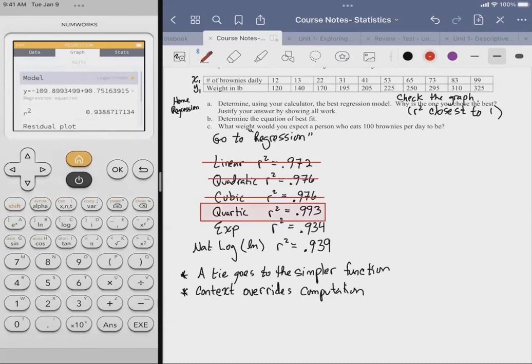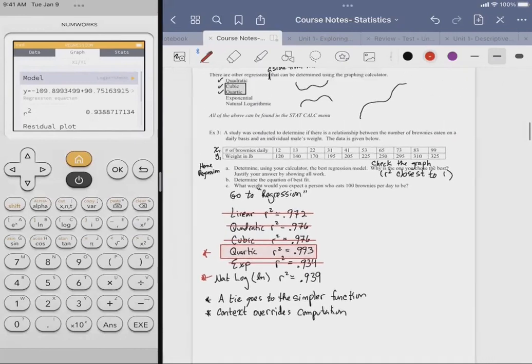But I will say that a good alternative would be the natural log function. I'll explain why in a sec. I'm not going to put a strike through on that one because that's a good alternative. In fact, some people may think the quartic is the alternative and the natural log is the primary. What I'm saying here is if you selected either of these, you would be right depending on your justification.